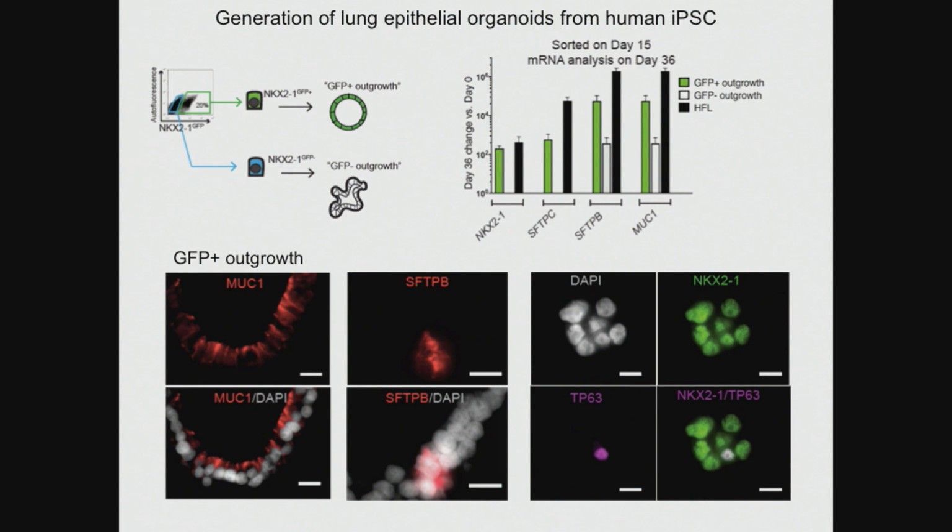So that suggests that these are competent to make lung epithelium. And now this is just immunostaining of that GFP positive organoid for some of these key lung markers like MUC1, surfactant protein B, and P63, which would identify basal cells when it's co-expressed with NKX2.1.